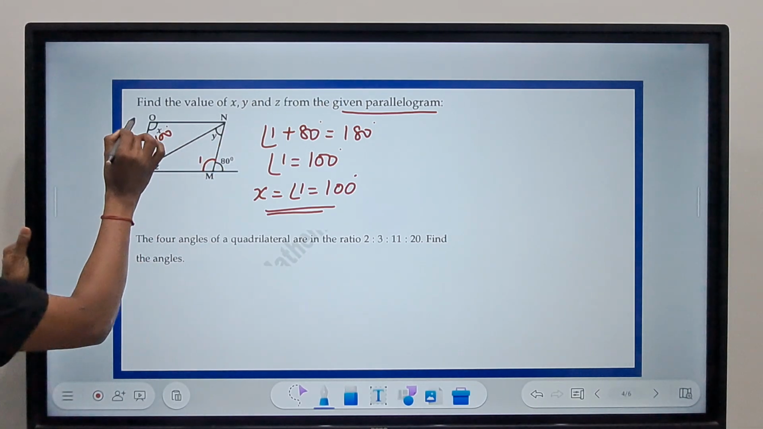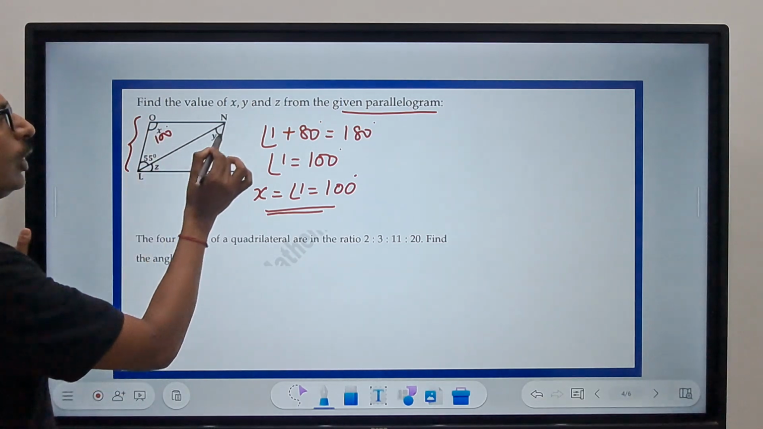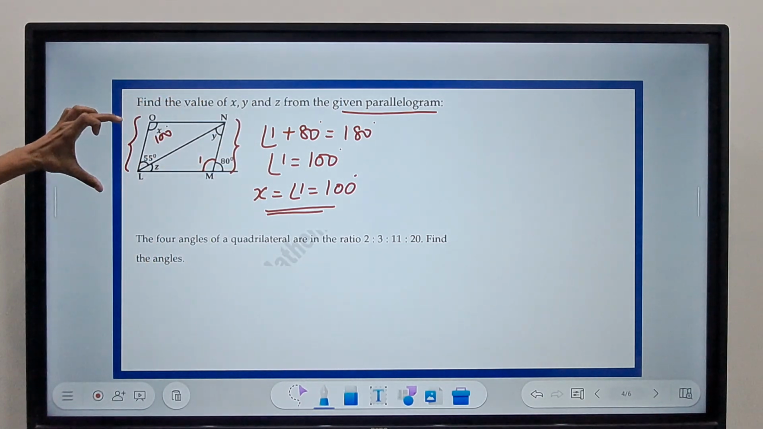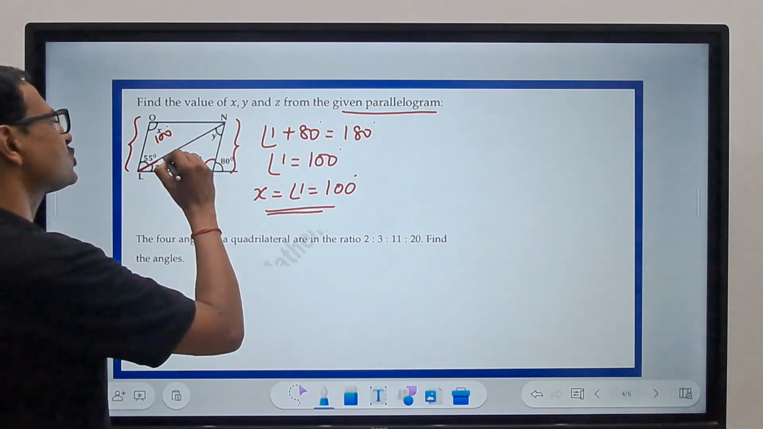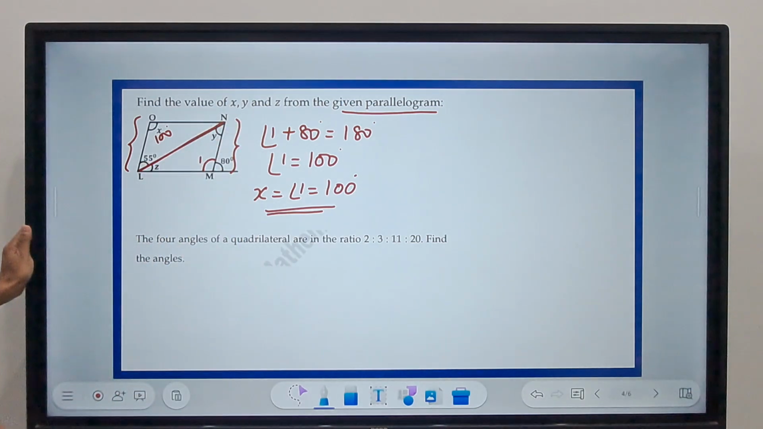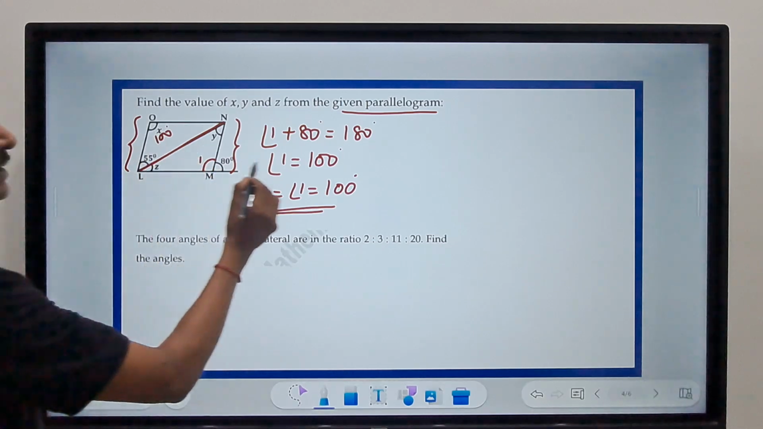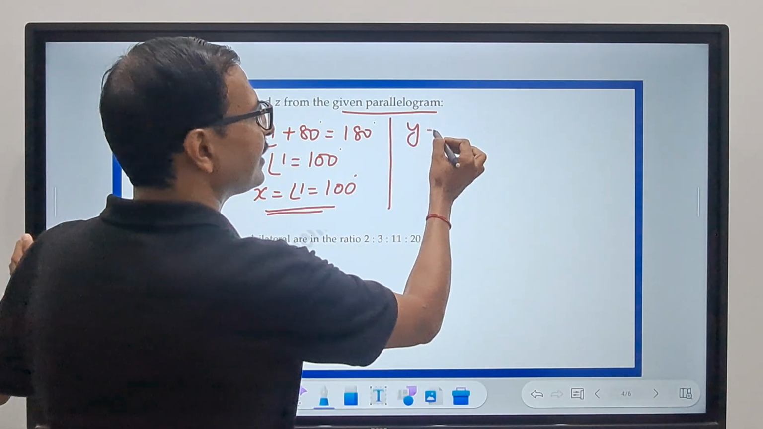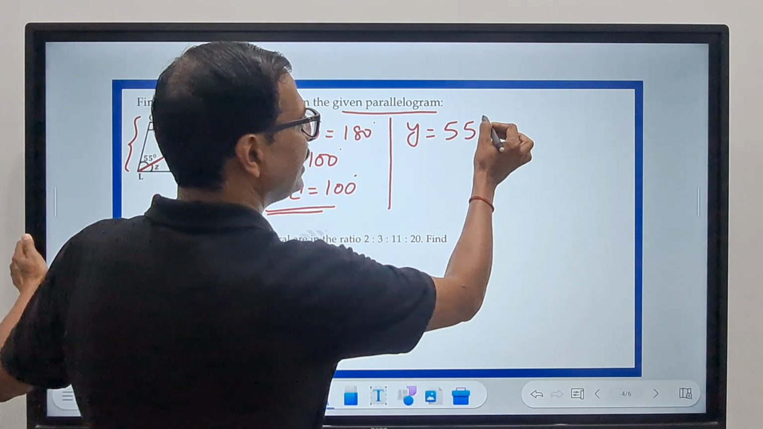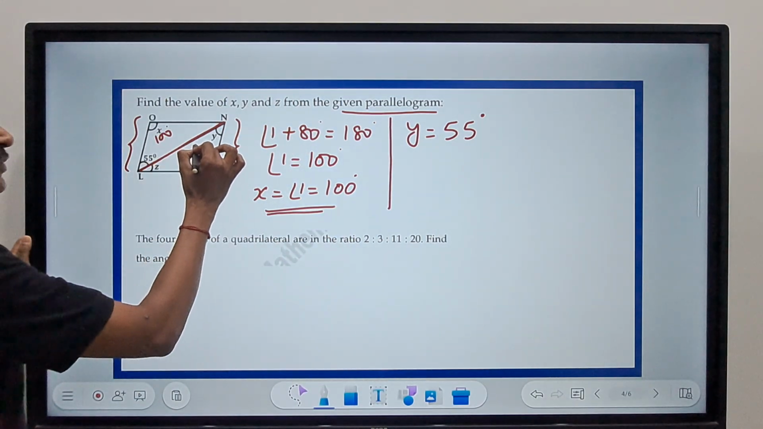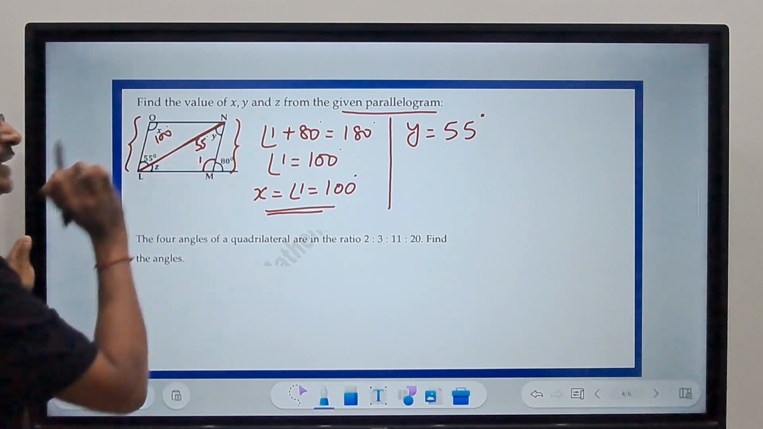You know that the opposite sides LO and MN, these two sides are parallel, and this happens to be the transversal, and therefore Y and 55, they are alternate interior angles and they have to be equal. The alternate interior angles are equal. So this Y is 55 degree.